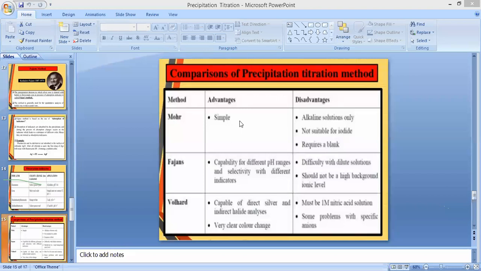Advantage: it is a simple and direct method. Disadvantage: we have to maintain the condition alkaline. It is not useful for determination of iodide, and we have to perform a blank determination.